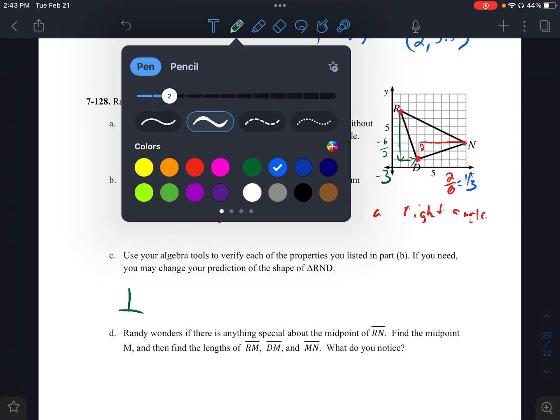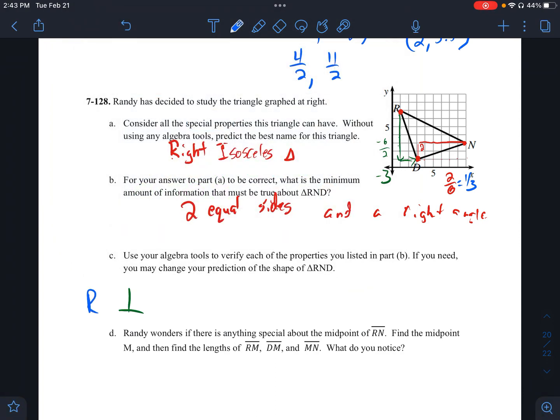Using the distance, I'm going to shortcut this here. Let's say RD is perpendicular to DN. Okay, use your distance formula. That's what we did last time. We have x2 minus x1 squared plus y2 minus y1 squared. And we need to find our distance of RD and DN. Okay, both of these should get you the square root of 40. So they are equal.